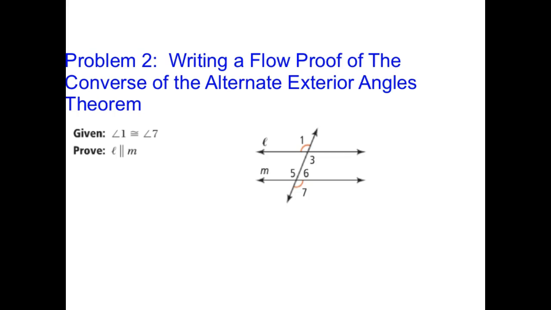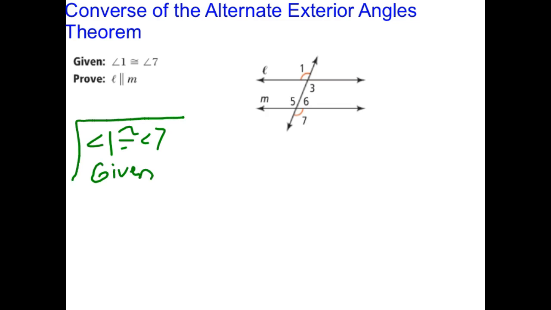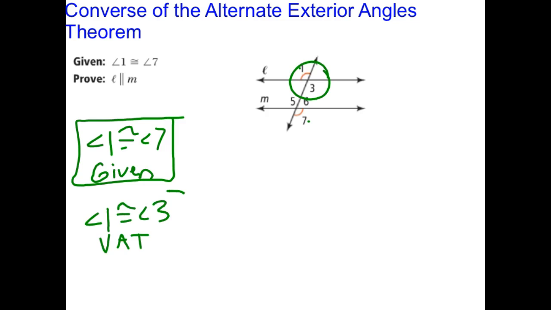All right, this time we're going to write a flow proof to prove the converse of the alternate exterior angle theorem. So we start with our given, angle 1 is congruent to angle 7 because of given. Put that in a box. We're trying to prove that L and M are parallel, so we've got 1 and 7. So then we have to make some relationships that we see. If I just focus on that 1, I want to relate it to anything else in that group of 4 angles that it's in. Well, I look at 1 and 3, and I know those are congruent by the vertical angle theorem, so I connect them into a box.